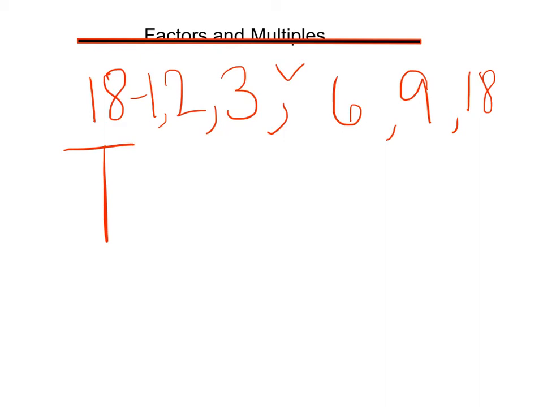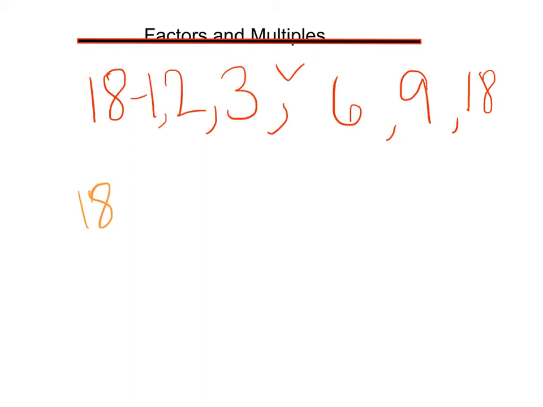Exactly. So now the tricky thing is, obviously, multiples are totally different. If I do the multiples of 18, this is going to look a little bit different, because multiples are basically skip counting. It's skip counting, or it's groups of 18, over and over and over and over. Okay, so that's how multiples and factors are different.